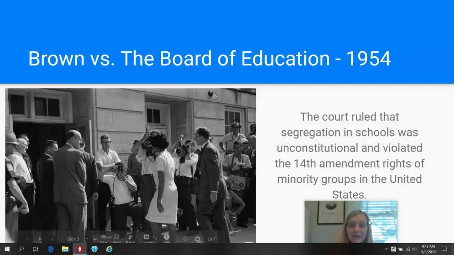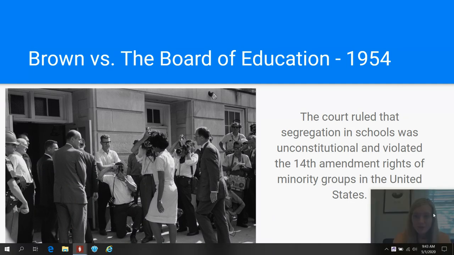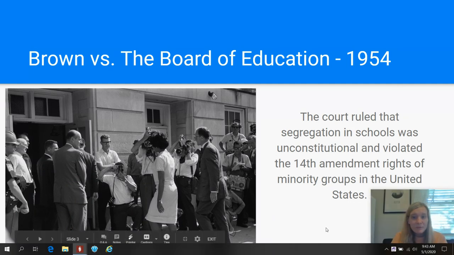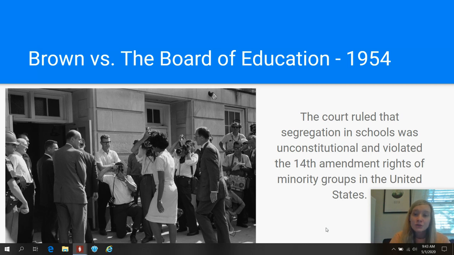The first one is Brown versus the Board of Education. You should probably be pretty familiar with Brown versus the Board. In 1954, the court ruled that segregation in schools was unconstitutional and violated the 14th Amendment rights of minority groups in the United States. As you read about this court case, pay attention to why it violated people's 14th Amendment rights. There are reasons that the court gave for proving that this segregation of schools was not separate but equal. So that's your first option, Brown versus the Board. That's going to be the one you have the most background knowledge on, so it's going to be a good option.